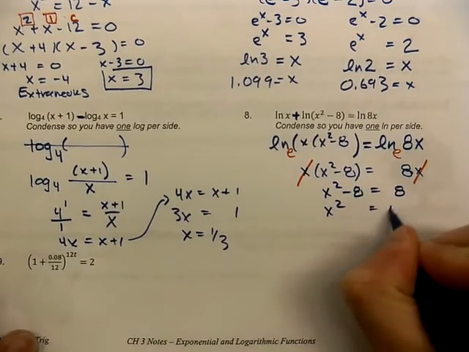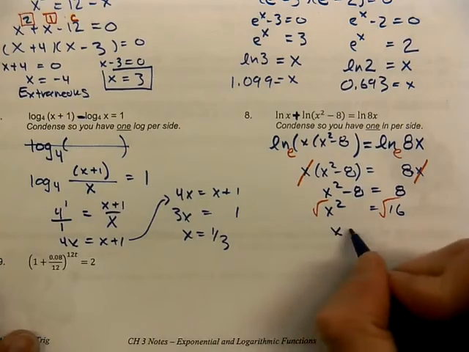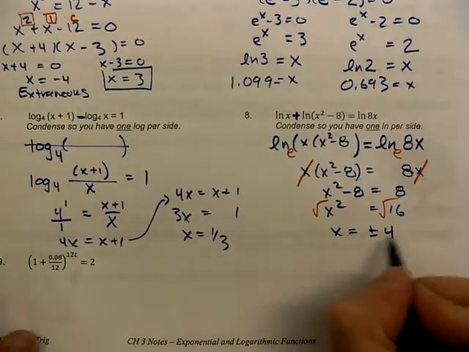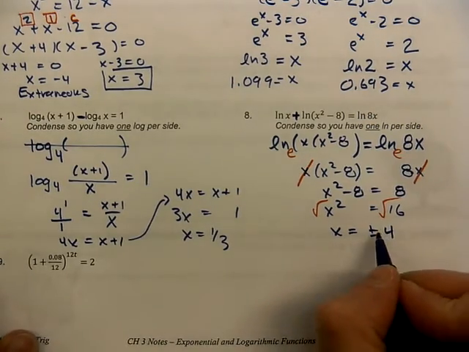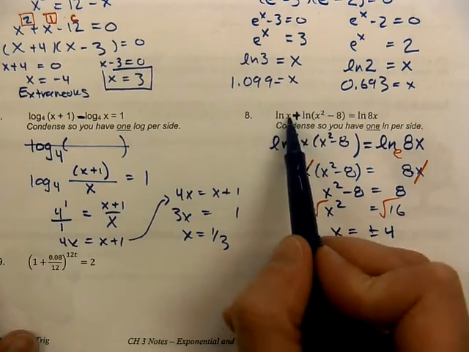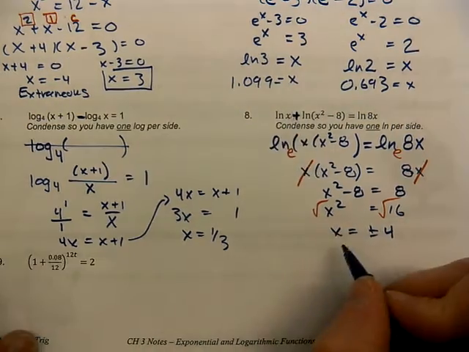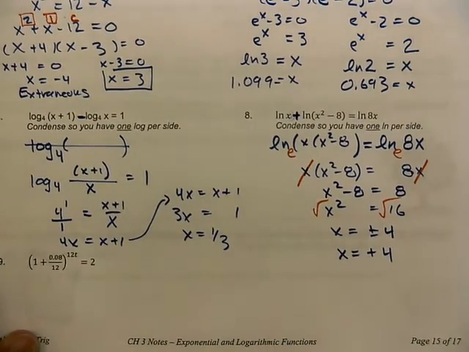X squared equals 16. We're taking the square root of both sides. Don't forget your plus or minus. You have plus or minus 4. However, I have to watch out for those negatives. So let's check that negative 4. I'm going to take that negative 4, and if I plug it in here, it fails. I cannot take the natural logarithm of a negative value. So the answer is not plus or minus 4. The answer is only positive 4.